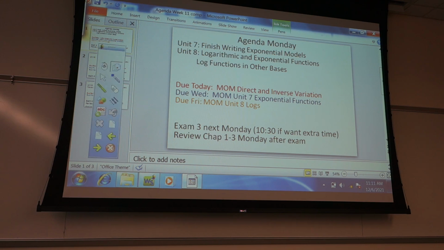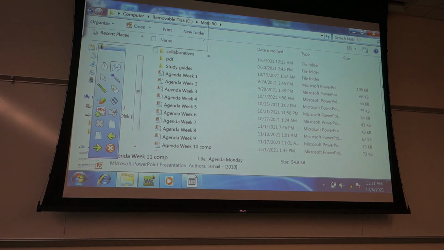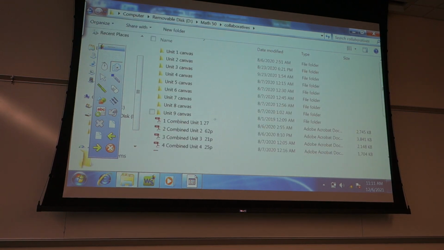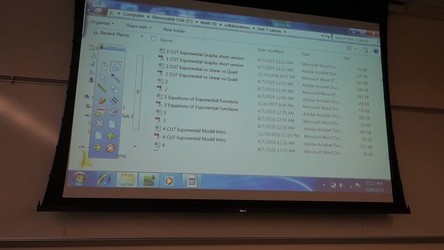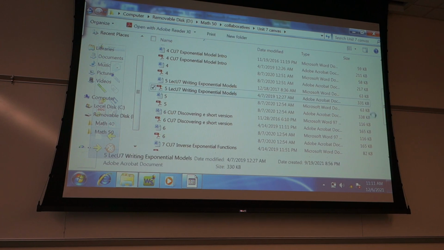I think I'm going to need a list of what we'll have. Yeah, I'm going to remember this. So for right now, let's get going so that we can actually cover the material, so that we'll be prepared for these exams. So we're going to go to writing exponential models.